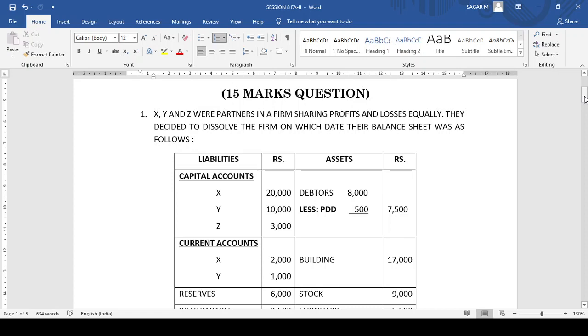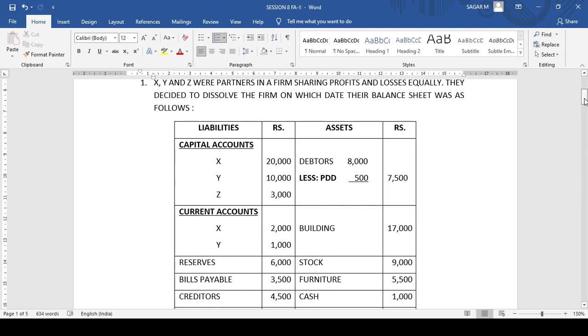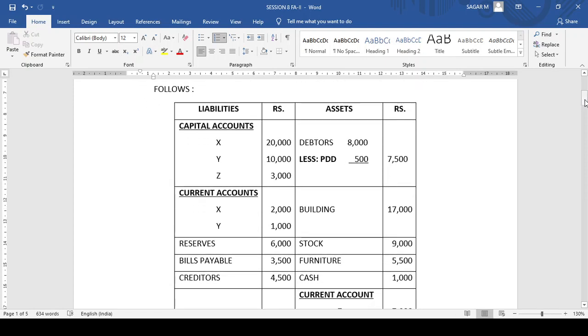X, Y and Z were partners in a firm, sharing profits and losses equally. They decided to dissolve the firm, on which date their balance sheet was as follows. The liabilities and assets have been provided. On the liability side, you can find the capital accounts of all the partners X, Y and Z, current accounts of X and Y, reserves, bills payable, as well as creditors.